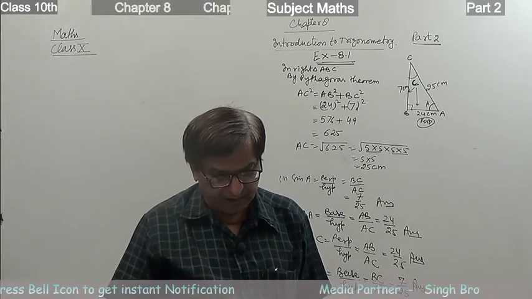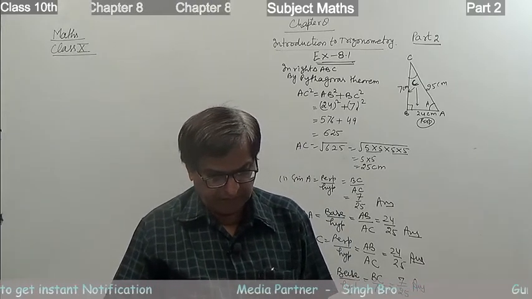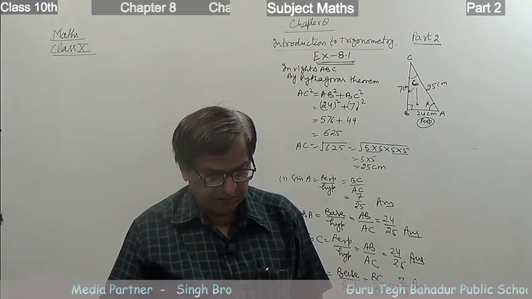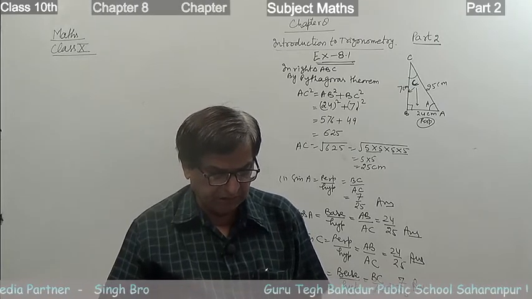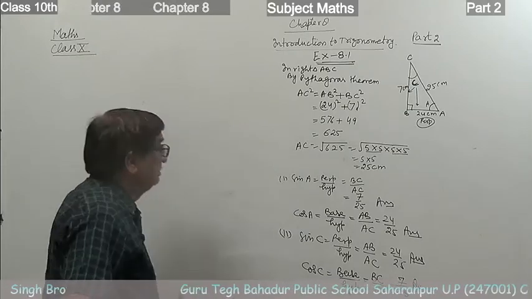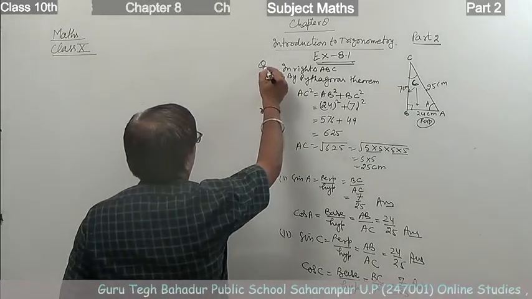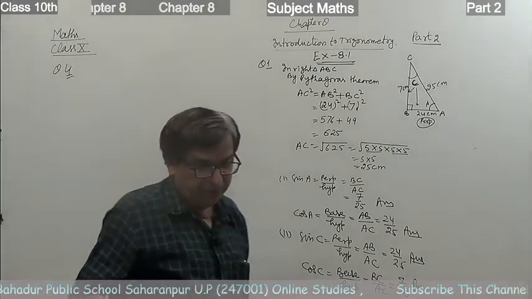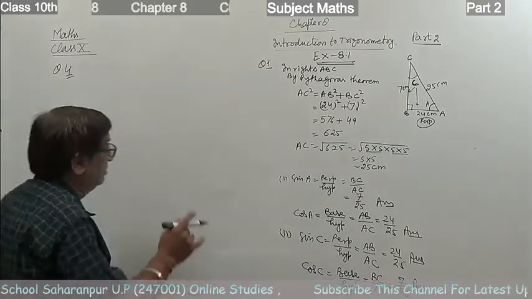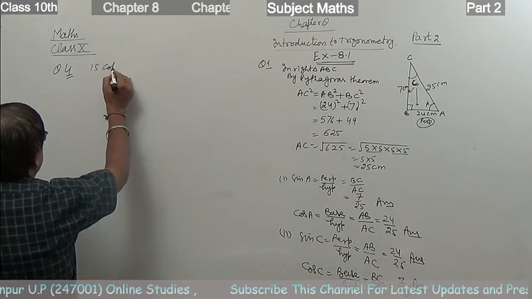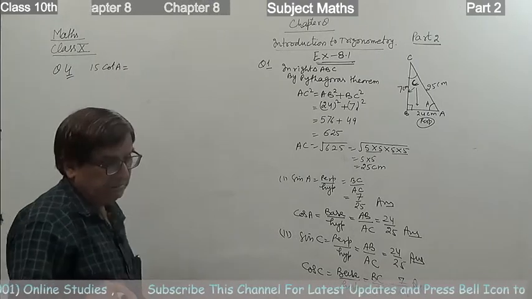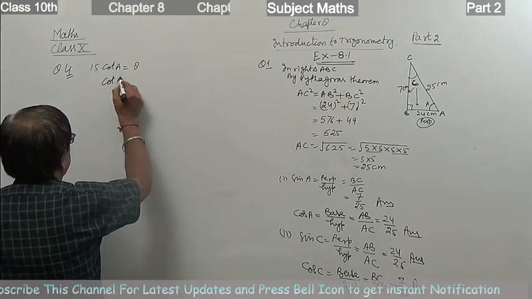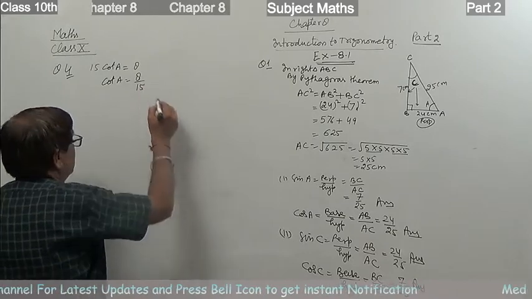Question number second is same as question number first. So you will do this question. Now let us take question number 4. This was the question first. Now question number 4. 15 cot A is equal to 8. Cot A is equal to 8/15.